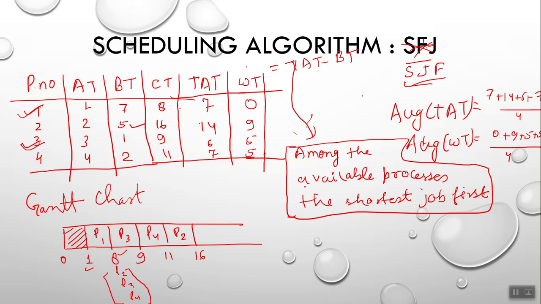The problem with this algorithm is that it also falls into the same problem which was in FCFS, first come first serve: the convoy effect. And how to analyze this effect? Okay, let me show you somewhere else.